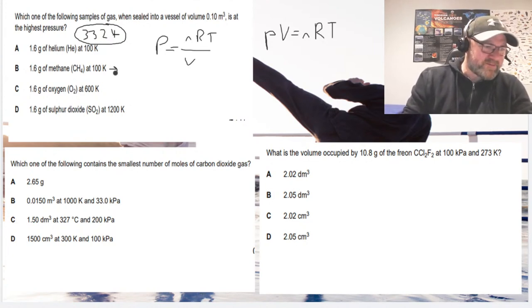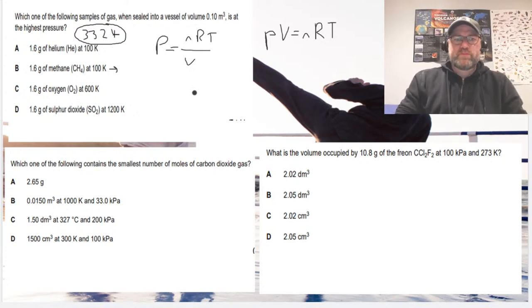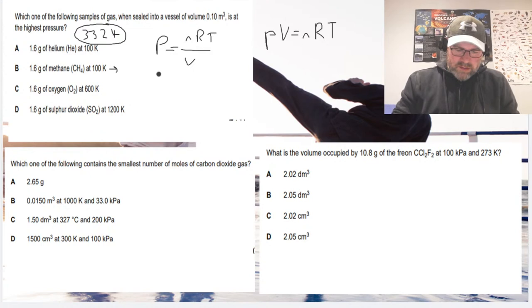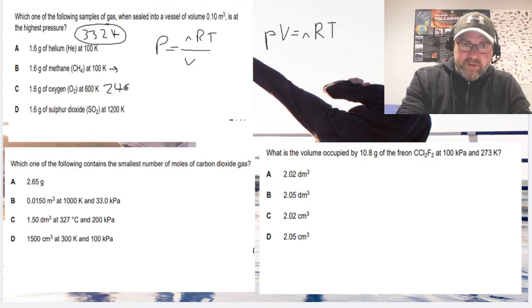If I rearrange that equation correctly, guys, I hope I've rearranged that correctly. And then 1.6 of oxygen, 1.6 divided by 32. 600. Okay. So I think this one is 2493. So not quite as big. Let's work out the next one.